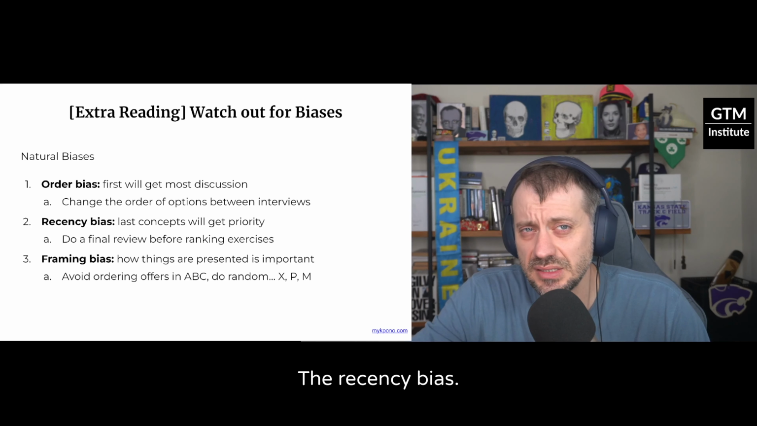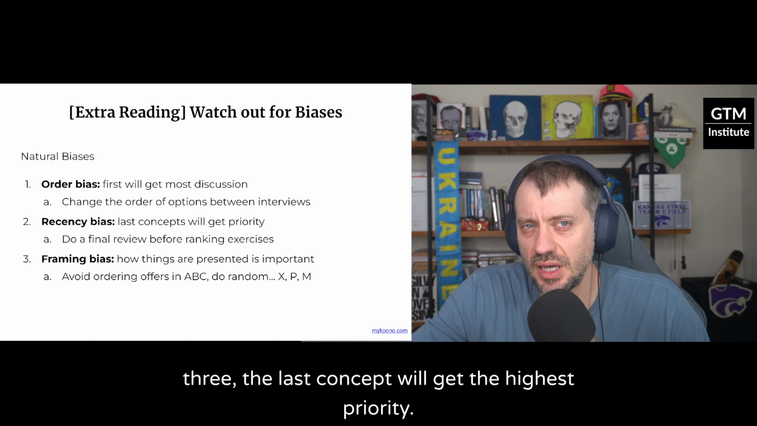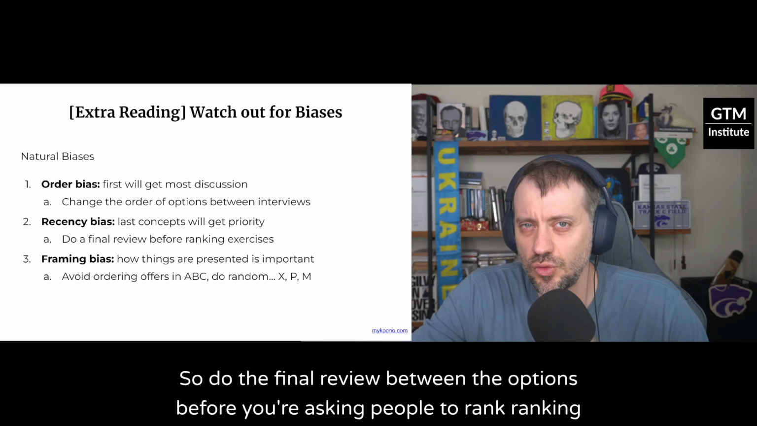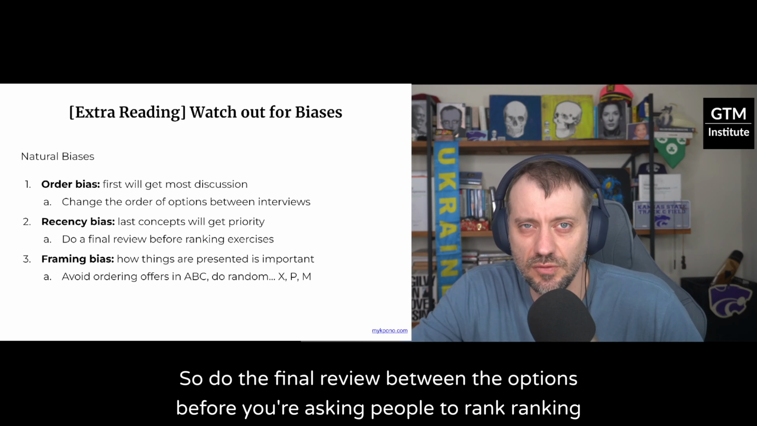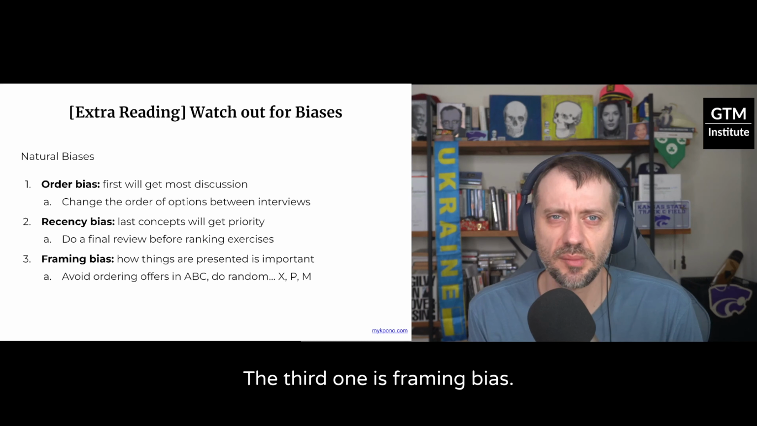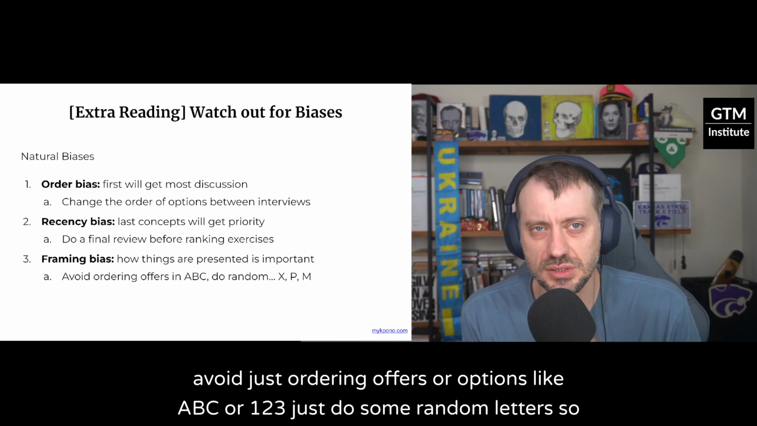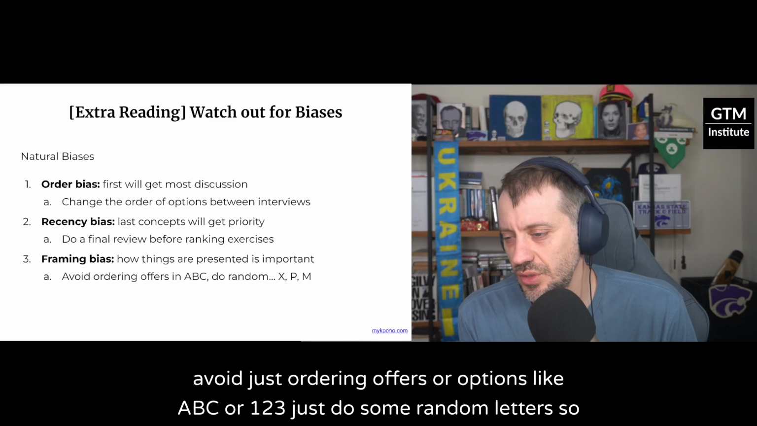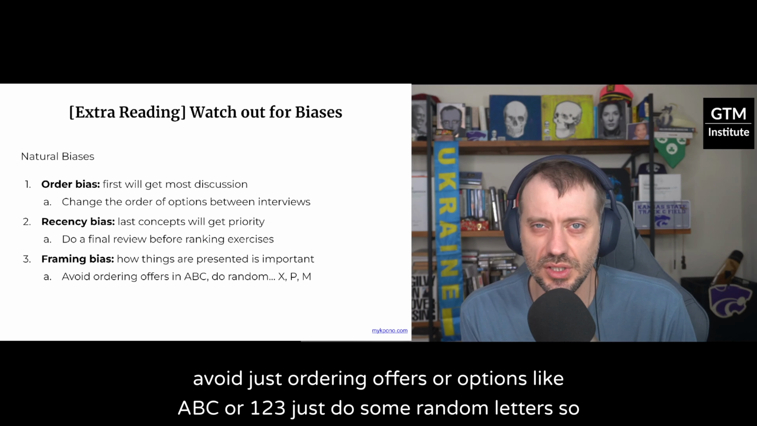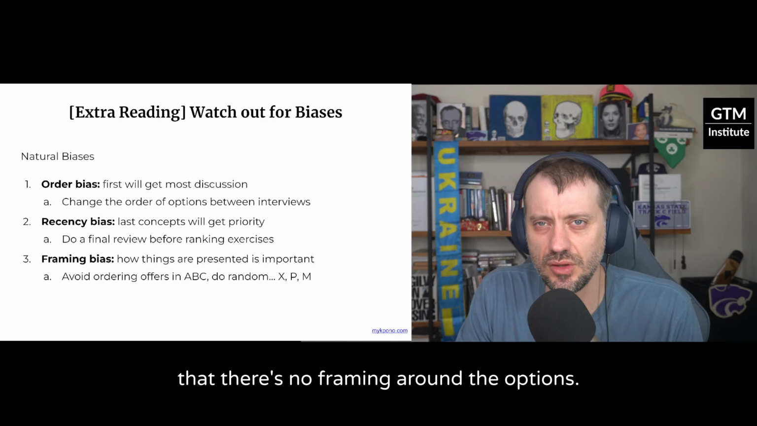Then recency bias. If you presented a couple of options, like option 1, option 2, option 3, the last concept will get the highest priority. So do a final review of the options before you ask people to do a ranking exercise. The third one is framing bias. How things are presented is important. So avoid ordering options like ABC or 1, 2, 3. Just use random letters so that there's no framing around them.